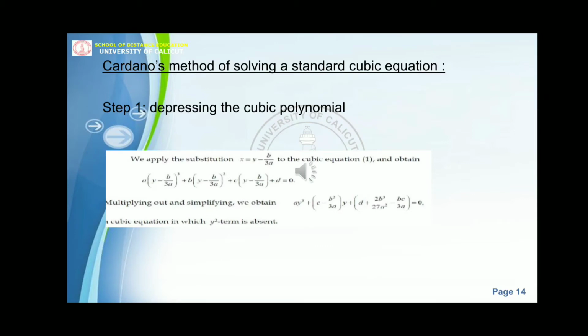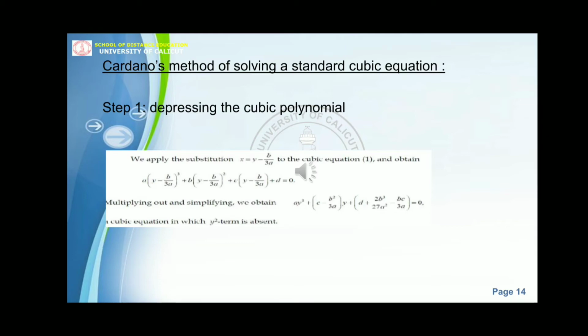We already know methods to solve quadratic equations. Now we'll study a method to solve standard cubic equations. It's called Cardano's method. The method has two steps. The first step is depressing the cubic polynomial. Suppose we are given a standard cubic polynomial a x raised to 3 plus b x square plus c x plus d equal to 0.